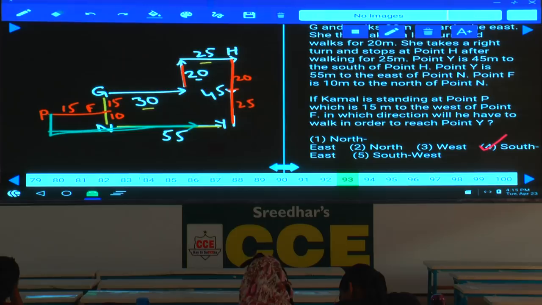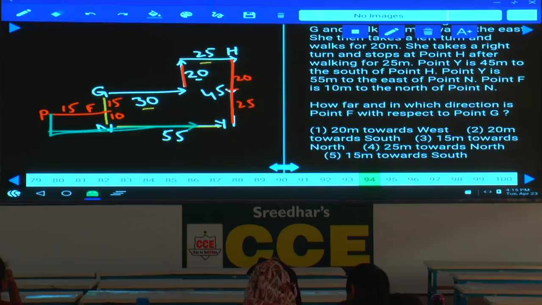Done with this 93. Then question number 94. In this 94, how far and in which direction is point F with respect to point G? F is here and G is here. The distance between these two is 15 meters, towards which direction? South. F is 15 meters to the south of G. Choice 5 is the answer for question number 94. Done with questions 93 and 94.